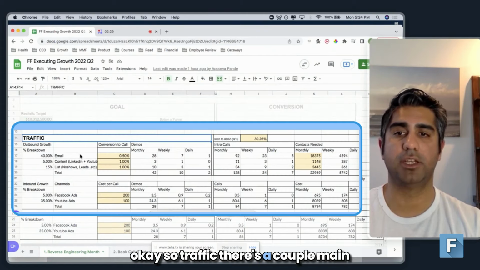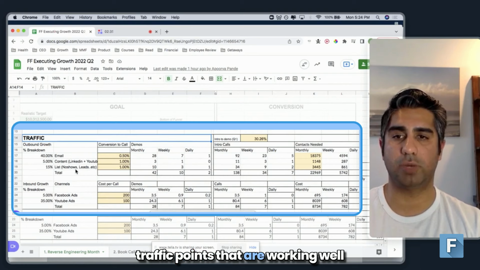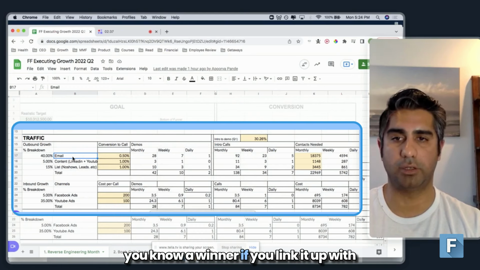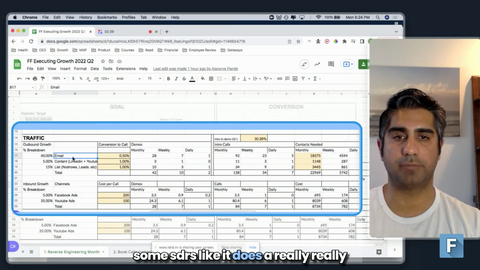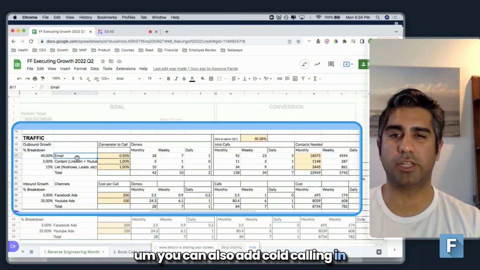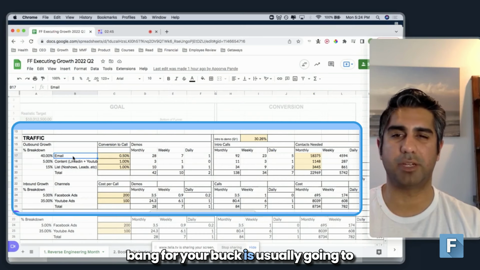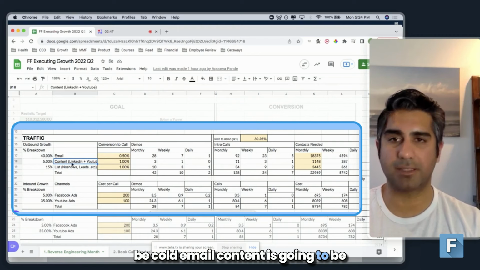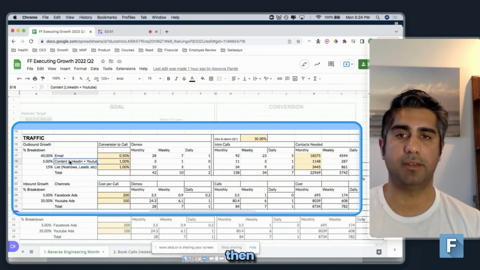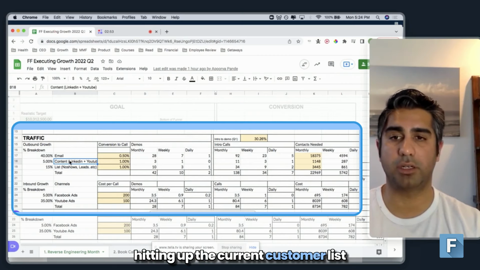Okay, so traffic. There's a couple main traffic points that are working well this year. Cold email, tried and true, always a winner. If you link it up with some SDRs, it does a really, really good job. You can also add cold calling in there, but your highest bang for your buck is usually going to be cold email. Content is going to be great. Any video content that you can put out, that's going to convert calls. And then hitting up the current customer list that you have.